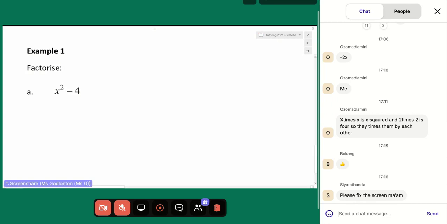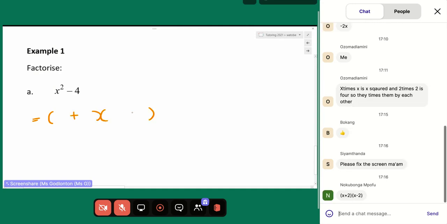Is it x, brackets, x plus x? So close. Okay, let's work through it step by step. We know we're going to have our brackets, and we know we're going to have a plus and a minus. Yes?